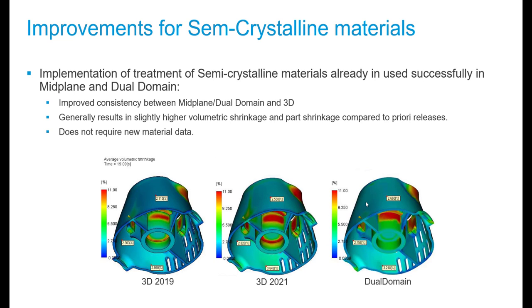It does not require any new material data. This is all based on the existing material data that you already have. So there's no new algorithmic improvement there, particularly for crystallization, that requires new material data. This is just using the data you already have.